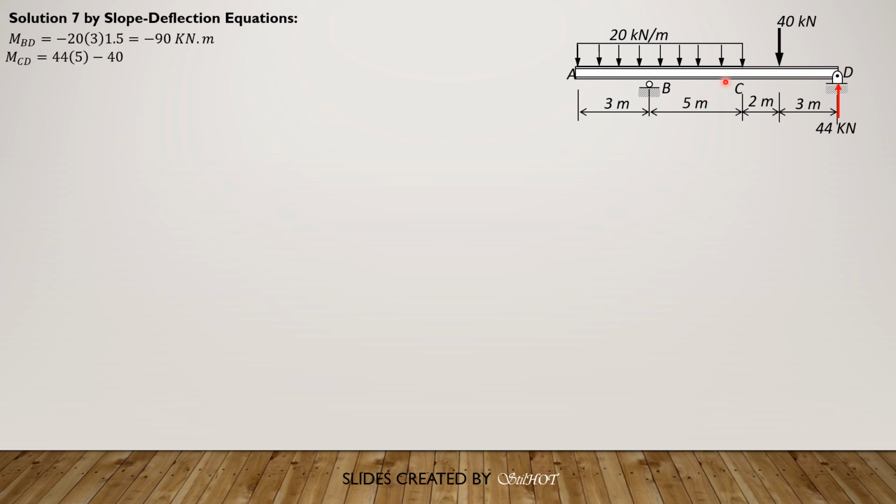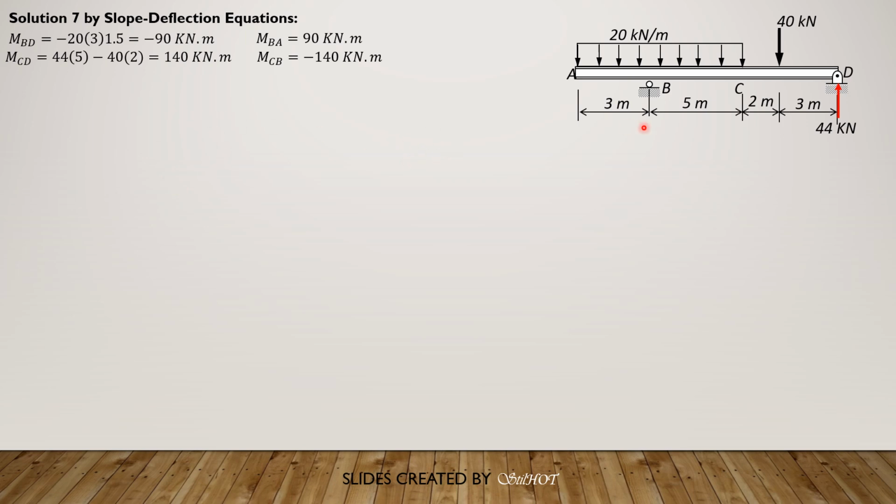Moment CD is, remember, 140 kilonewton meter, that's moment CD, but moment CB is negative 140. So moment BA is positive 90 kilonewton meter, and moment CB is negative 140 kilonewton meter. So there are two slope deflection equations.